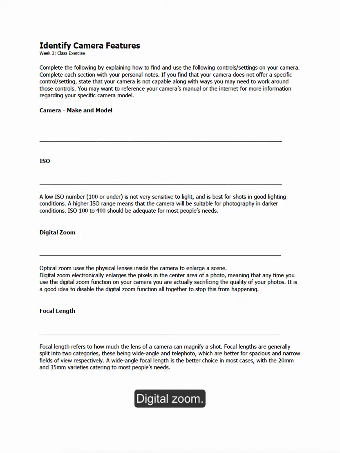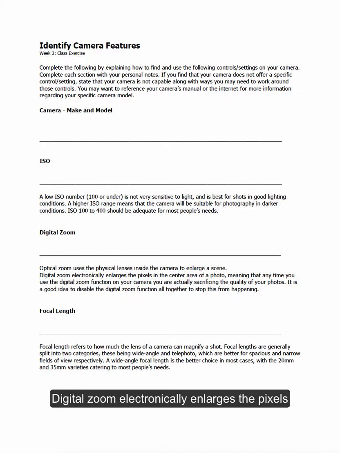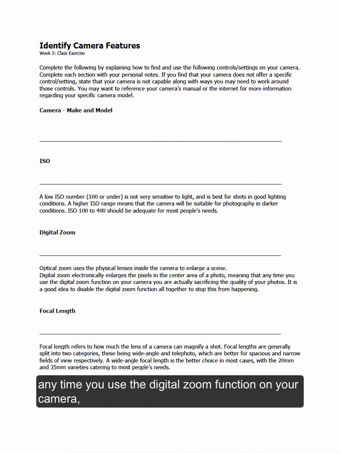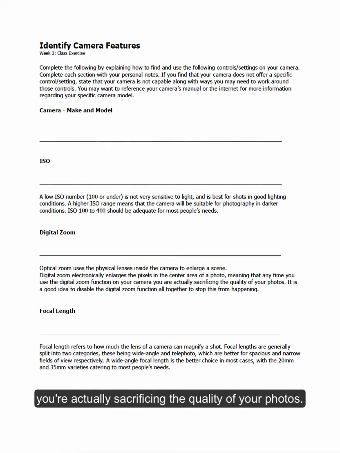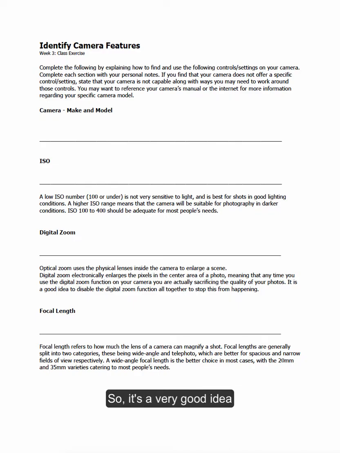Digital zoom. So optical zoom uses the physical lens inside the camera to enlarge a scene. Digital zoom electronically enlarges the pixels in the center area of that photo, meaning that anytime you use the digital zoom function on your camera, you're actually sacrificing the quality of your photos. So it's a very good idea to disable the digital zoom function altogether and just stop using it. So see if you have a digital zoom option and then see if you can turn that off.